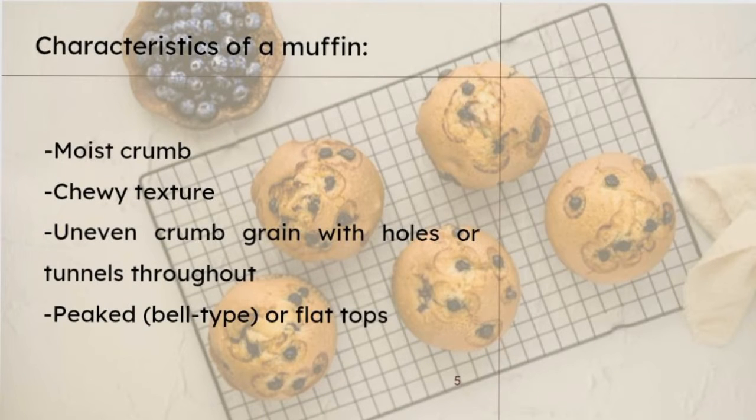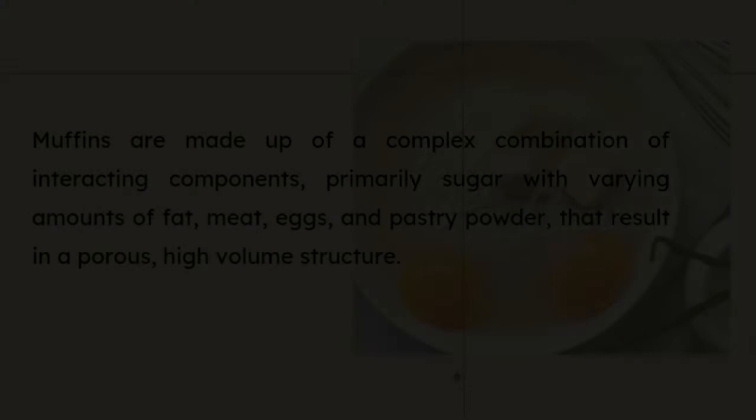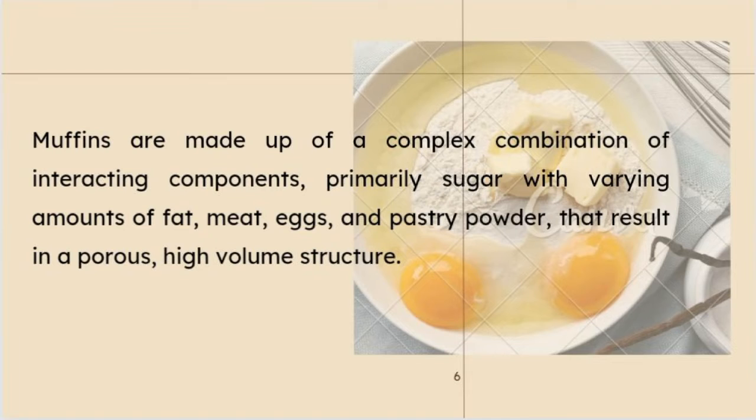These are the characteristics of a muffin: moist crumb, chewy texture, uneven crumb grain with holes or tunnels throughout, peaked or bell-type or flat tops. Muffins are made up of a complex combination of interacting components, primarily sugar with varying amounts of fat, milk, eggs, and baking powder that result in a porous, high-volume structure.